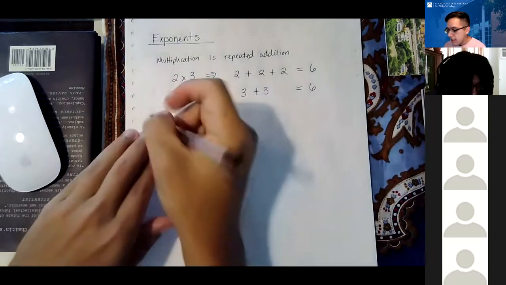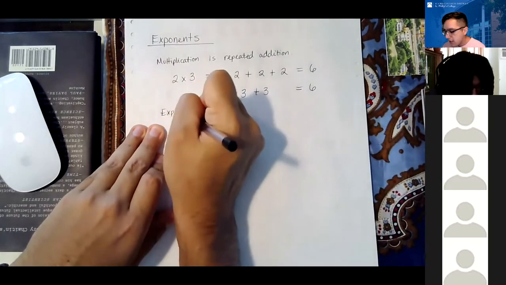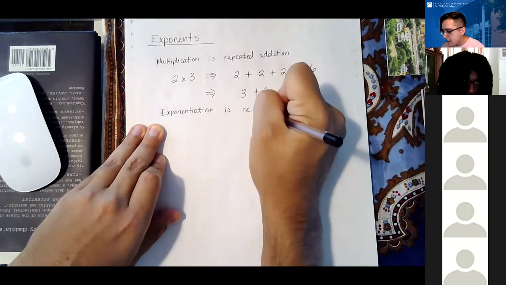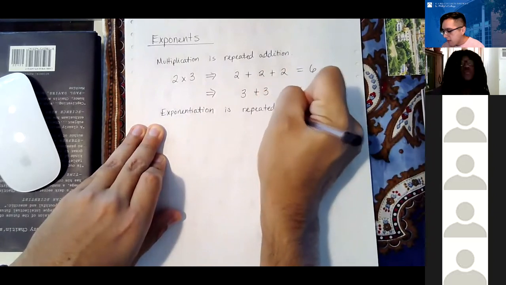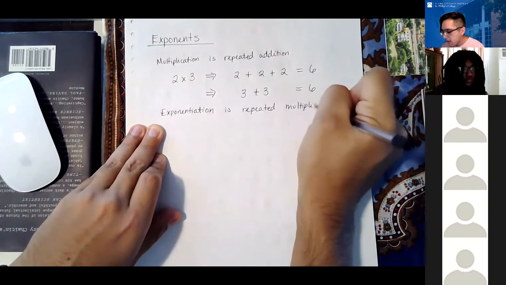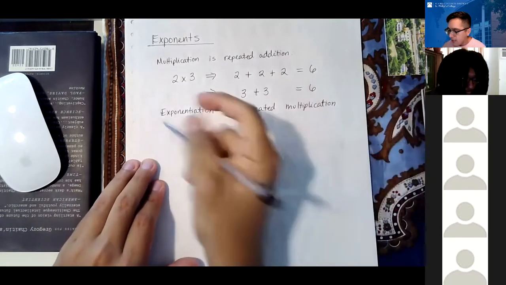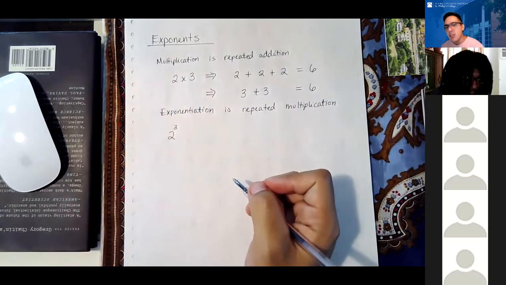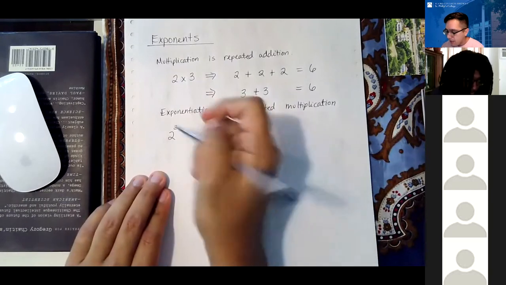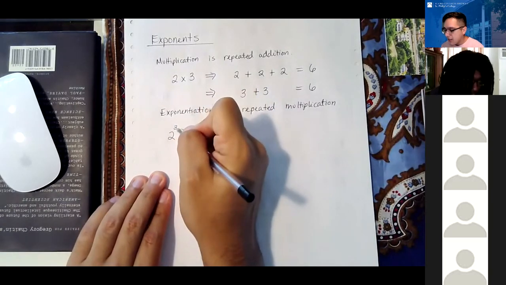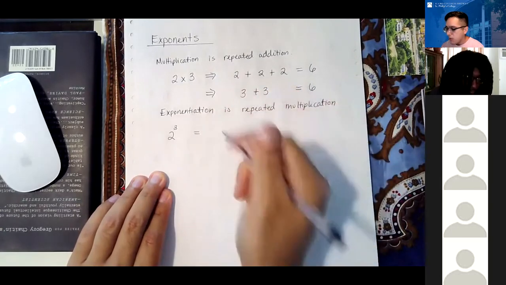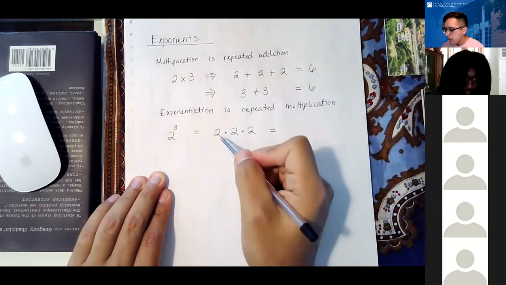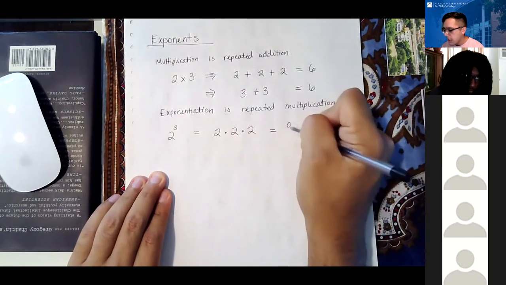Well, exponents, or exponentiation if you want to sound fancy, is repeated multiplication. So if I had something like 2 to the 3rd power, and that's how we talk about them, we talk about them as being powers. This is 2 raised to the 3rd power. Then I could write that out as repeated multiplication, 2 times 2 times 2, which would be 2 times 2 is 4, 4 times 2 is 8.